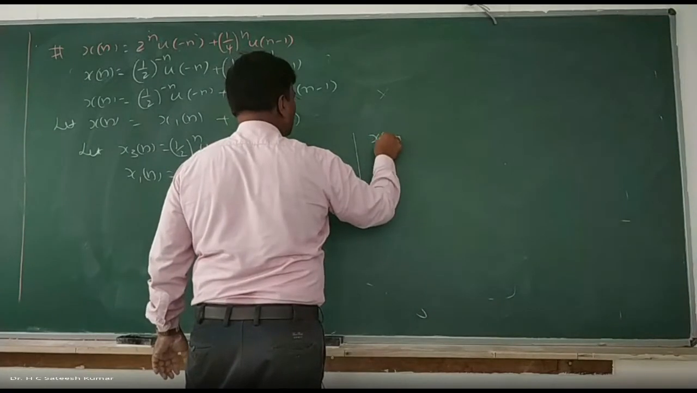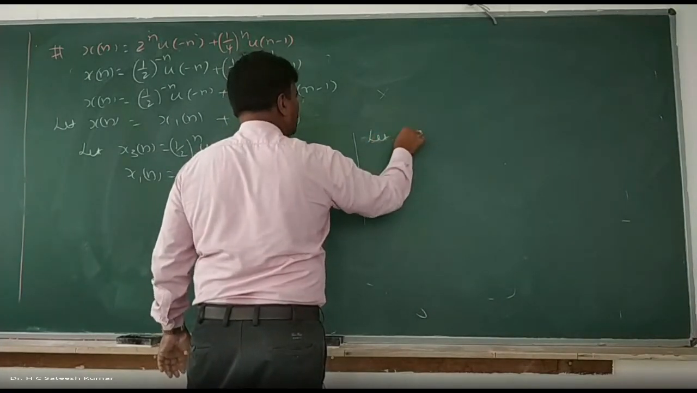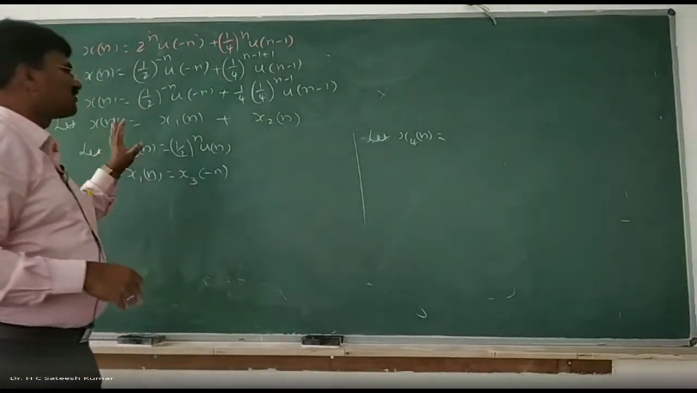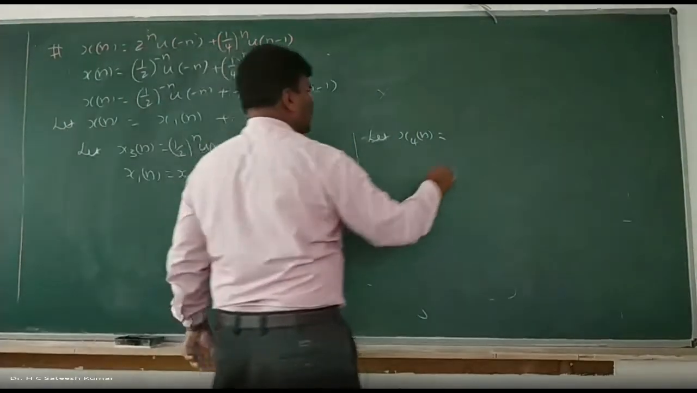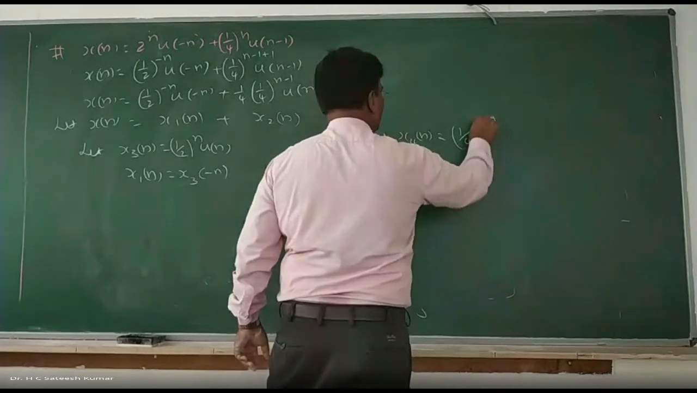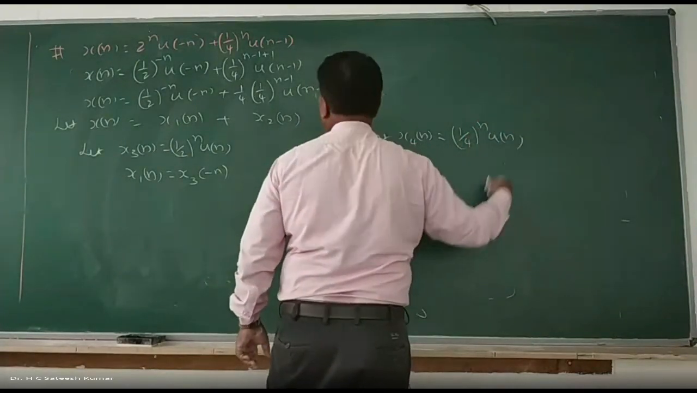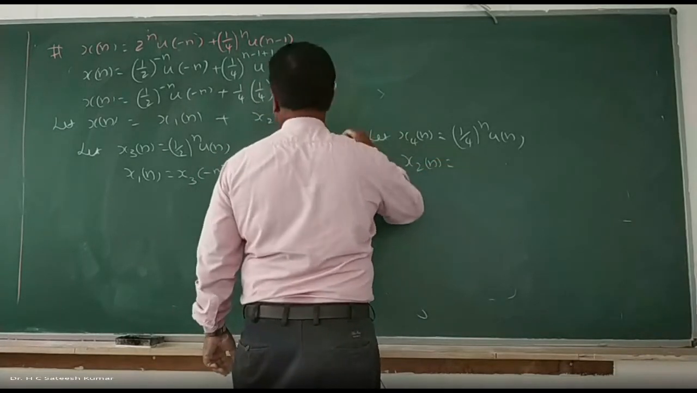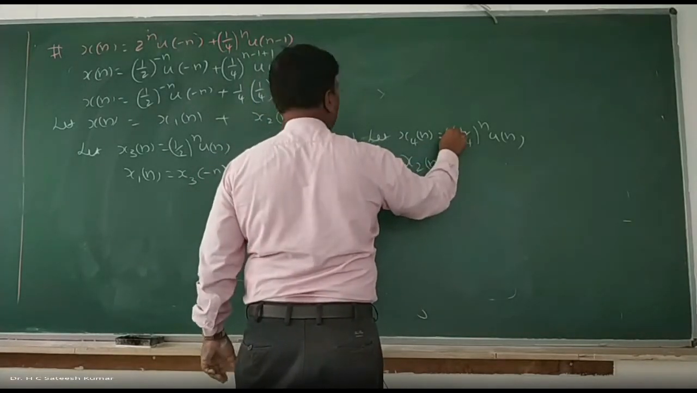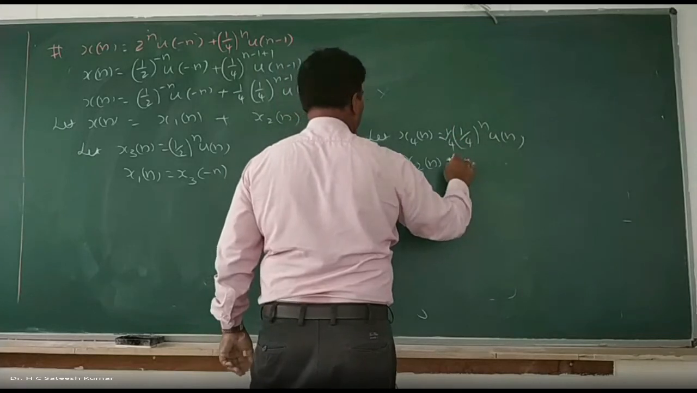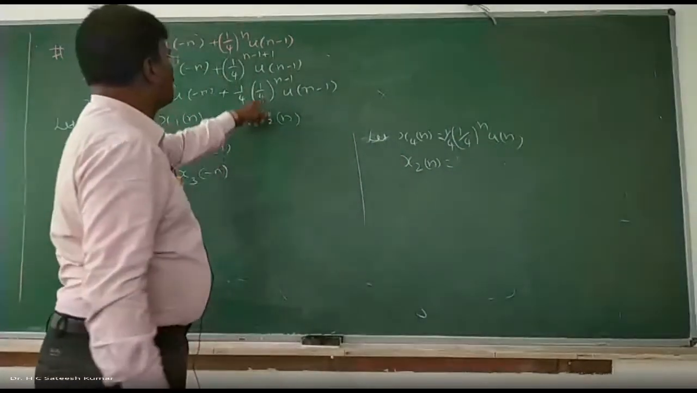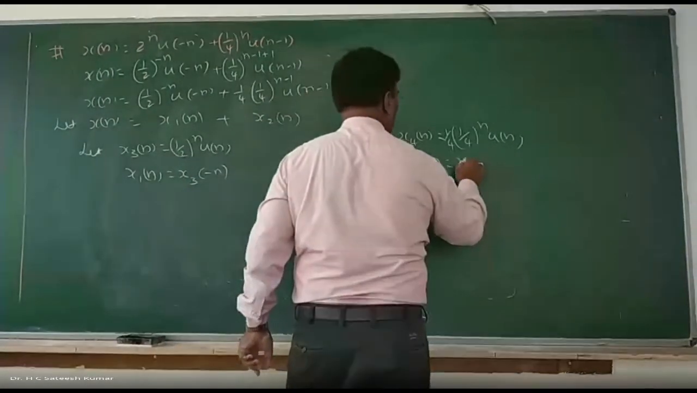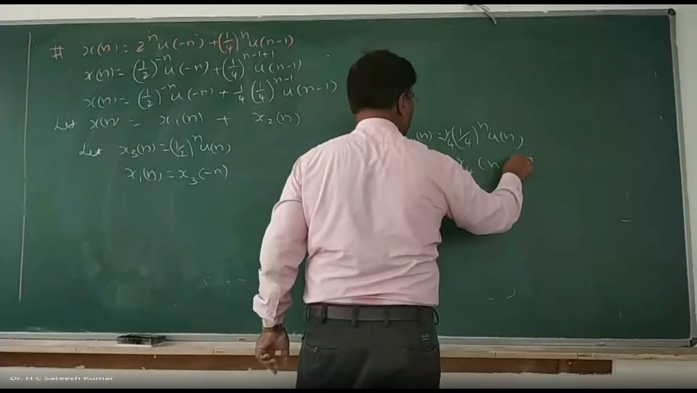Let x4 of n be equal to, give some other name, because I already used x1, x2, x3. So I'll use x4. X4 of n is equal to 1 by 4 to the power of n into u of n. And x2 of n is nothing but equal to what? 1 by 4 you take common, a constant, and keep it here only. If you want to get 1 by 4 to the power of n minus 1, what should you do? You take x4 of n minus 1.